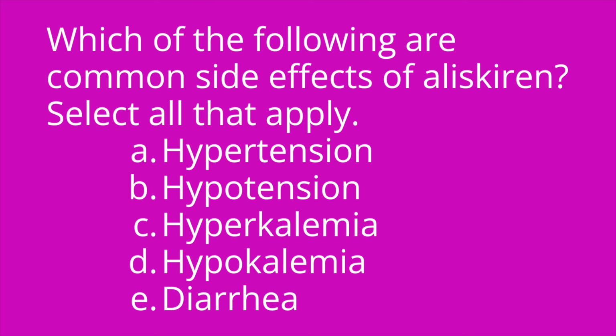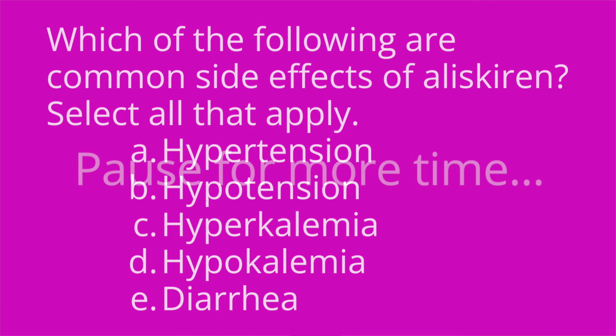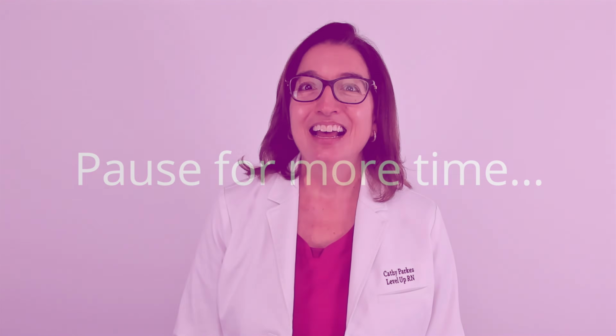Question number 2, which of the following are common side effects of Aliskiren? Select all that apply. A, hypertension. B, hypotension. C, hyperkalemia. D, hypokalemia. And E, diarrhea. The answers are B, C, and E.